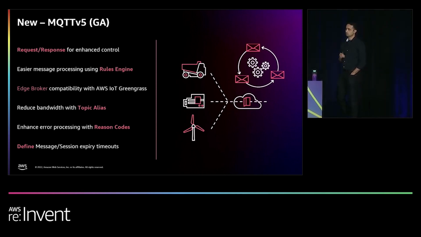So new features in MQTT are available. There are additional features. MQTT version 5 has many additional things like shared subscriptions. We don't have that as of today, but we will be adding that in the future as well.